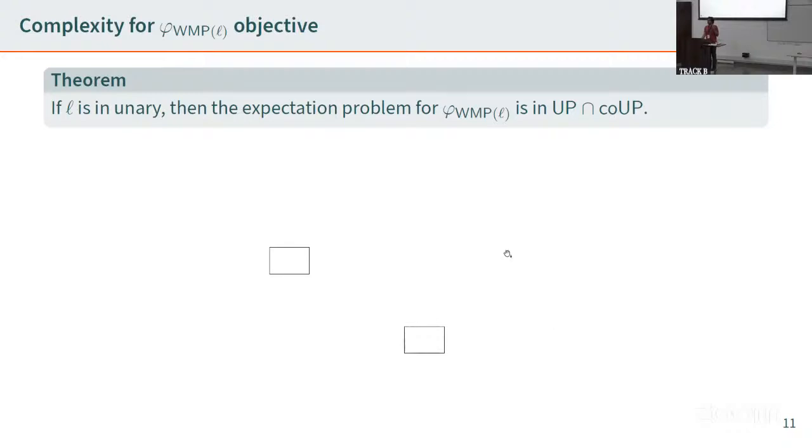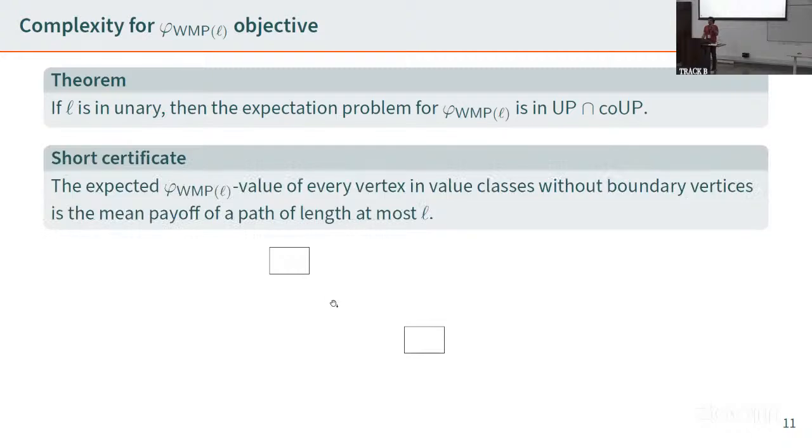And finally, we see how it applies to the window mean pair of objectives that we saw. And this is our theorem that we obtained from the reduction. So we say that if L is in unary, then the expectation problem for WMP is in fact in UP intersection co-UP. This is the unambiguous non-deterministic polynomial class UP. And I'll just briefly state the proofs.